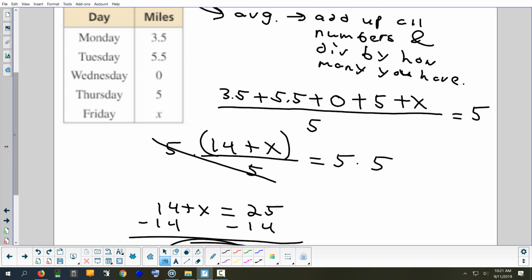Anybody think where else that would be useful? To add up a bunch of numbers, have one of them you don't know, but you want the average to come out to something. Where do you think you might use something like that? Science. People ask me this all the time. And I'm going to tell you, now that I just showed you this, I'm going to say, figure it out yourself.